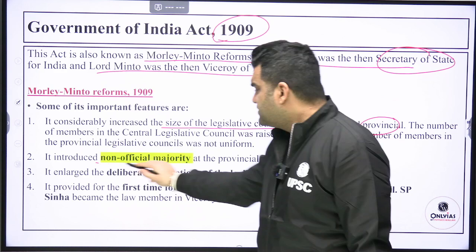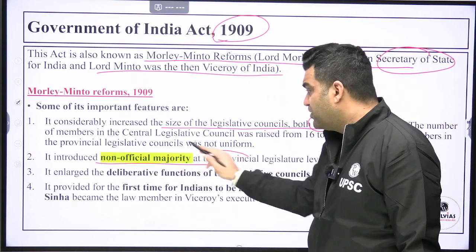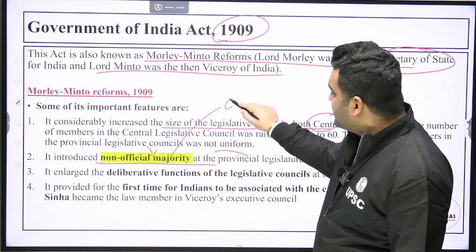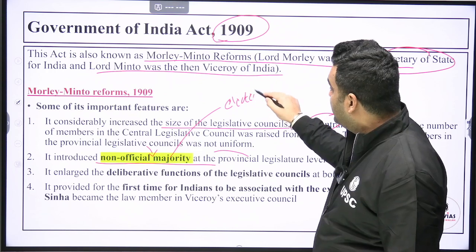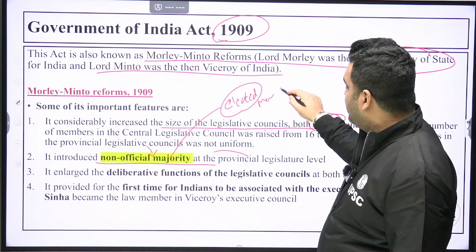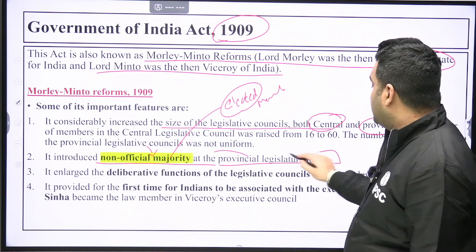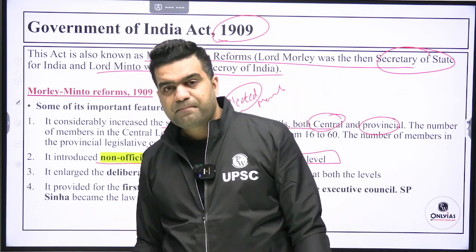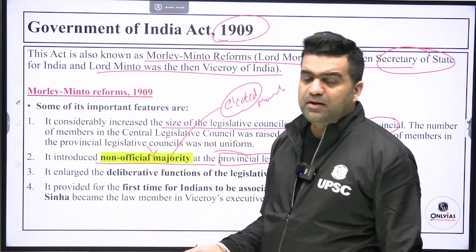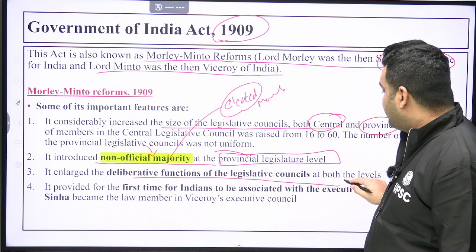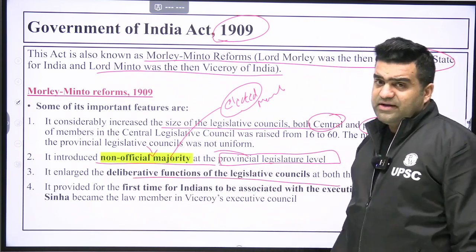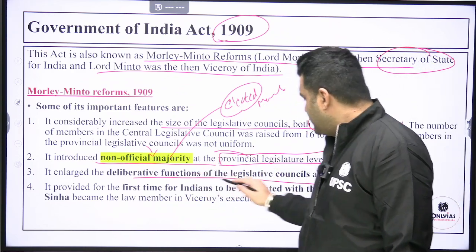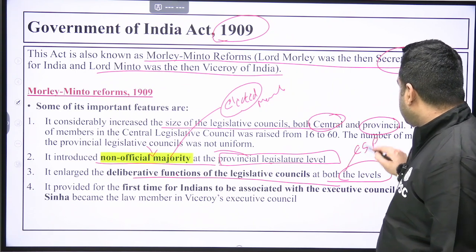Now, it introduced non-official majority, that means a majority of the elected members of the council will be there. Elected members will be in majority at the provincial legislature level. Tell me, is it a good step for the Indians? Yes. Elected members would be more in number. It enlarged the deliberative functions of the legislative council at both the levels, central and provincial level.